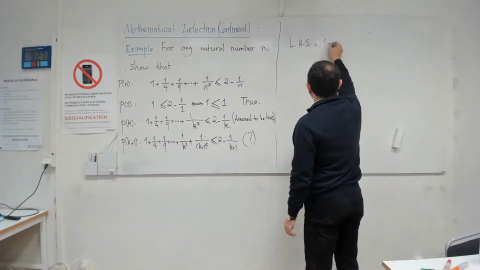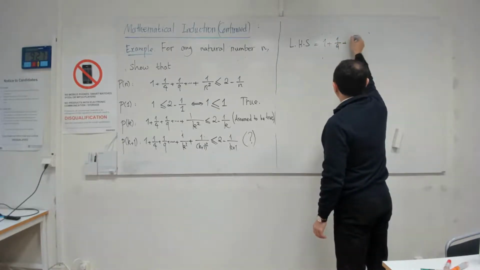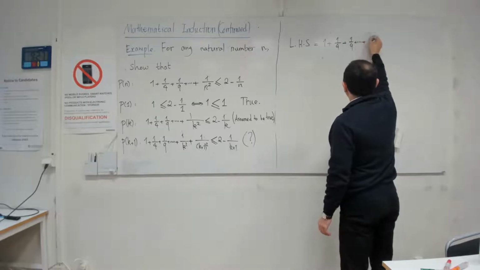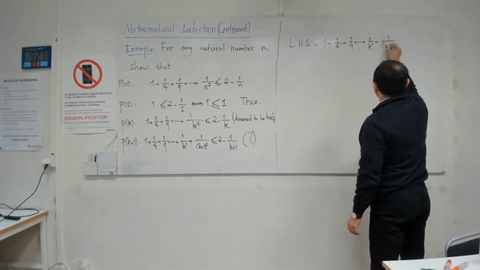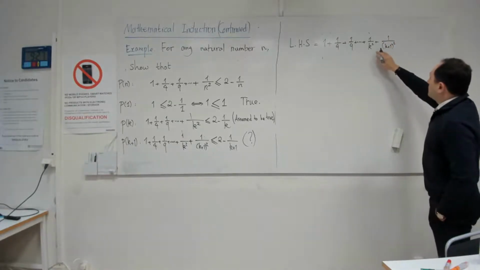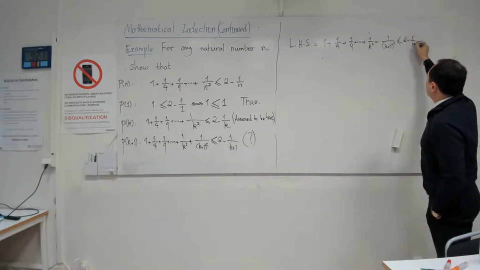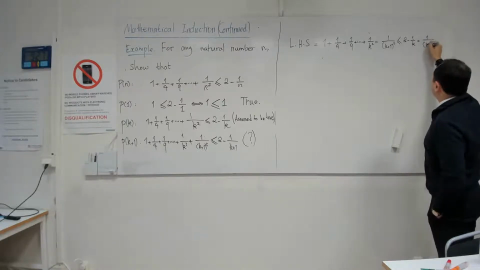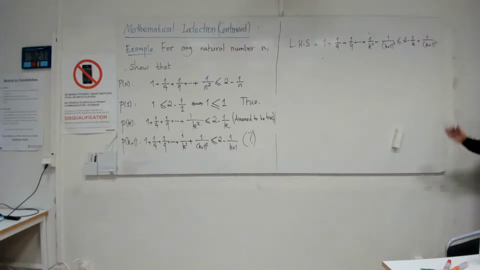Let me write everything. 1 over 1 plus 1 over 4 plus 1 over 9 up to plus 1 over k squared plus 1 over (k plus 1) squared. Okay. I want to write that this is less than or equal to 2 minus 1 over k plus 1 over (k plus 1) squared. Do you agree with this one? Is that clear now?